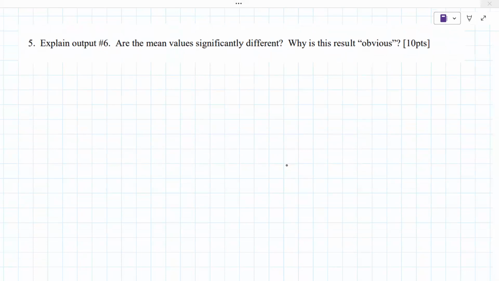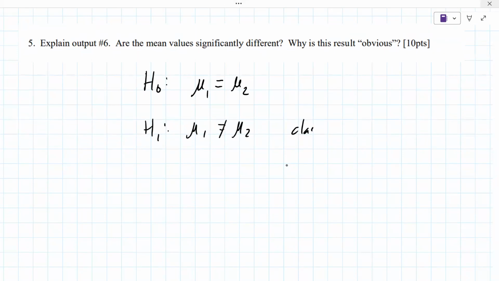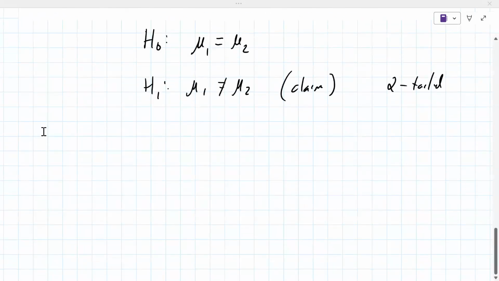Okay, before I put in the table, the null hypothesis here is that the means are the same. The alternative hypothesis is that they are different. This is the claim. This is a two-tailed test because it's a not equal to. I feel like the second question refers to something in the data set that I wouldn't really know unless I'd worked with it over and over again.